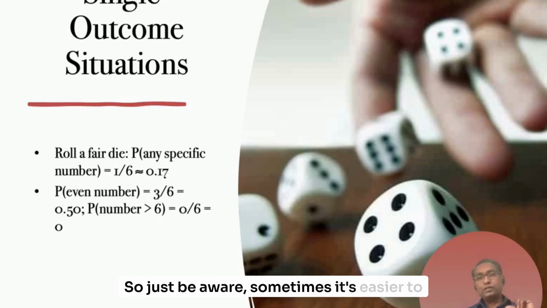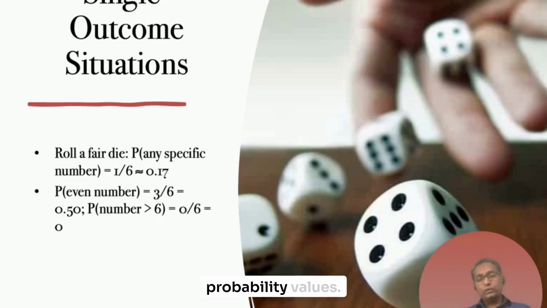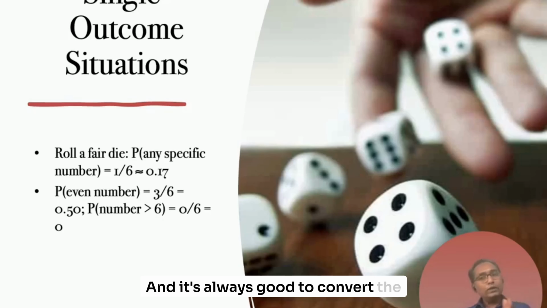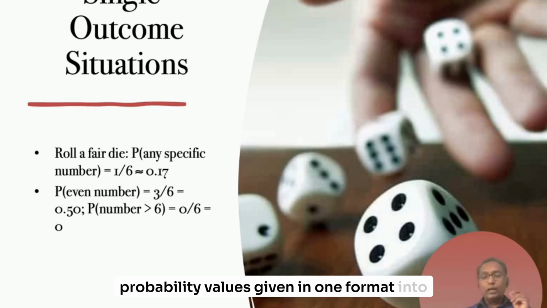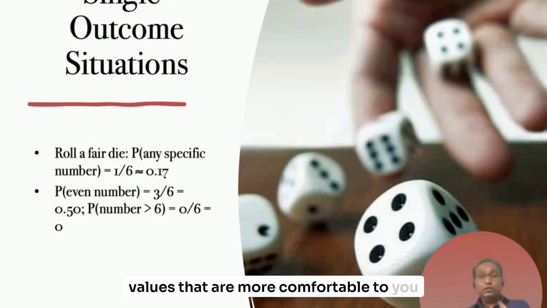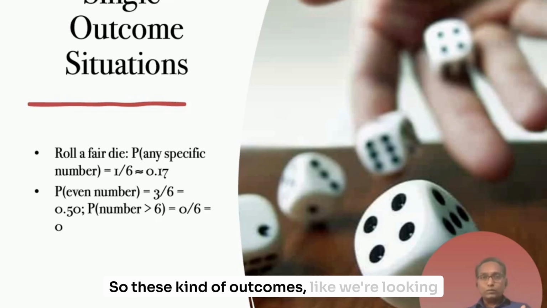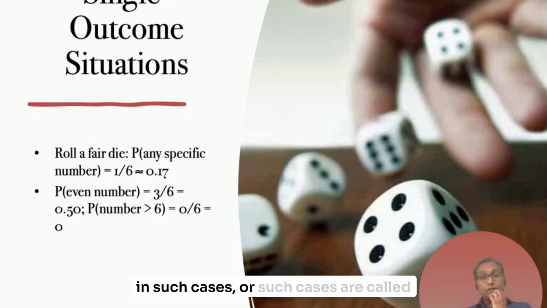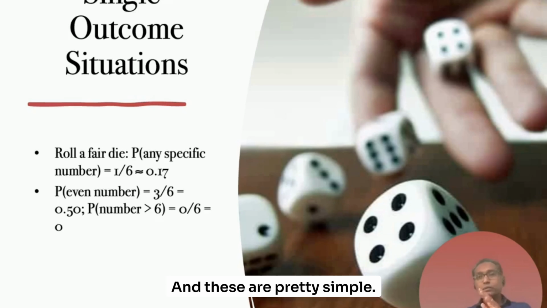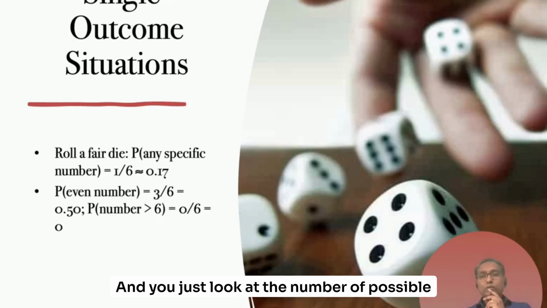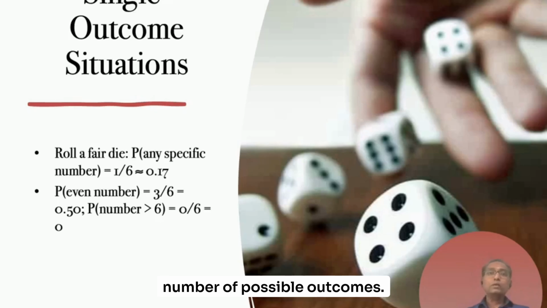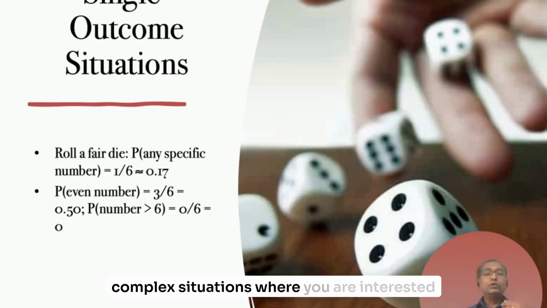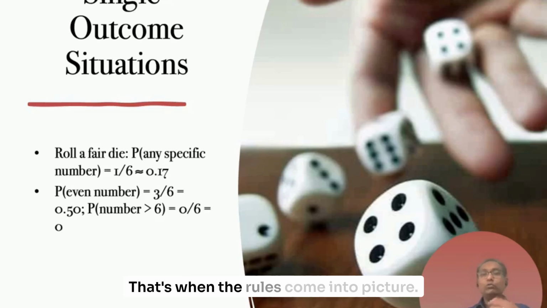So just be aware, sometimes it's easier to talk in percentages than in fractions or the probability values. And it's always good to convert the probability values given in one format into values that are more comfortable to you individually. So outcomes like these, where we're looking at just the probability of a single outcome, are called single outcome cases, and these are pretty simple. You just look at the number of possible ways of getting that outcome divided by the total number of possible outcomes. No further rules are required for this. In the next slide, we'll talk about more complex situations where you are interested in multiple outcomes. That's when the rules come into the picture.